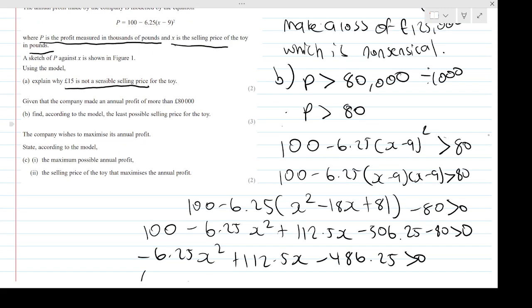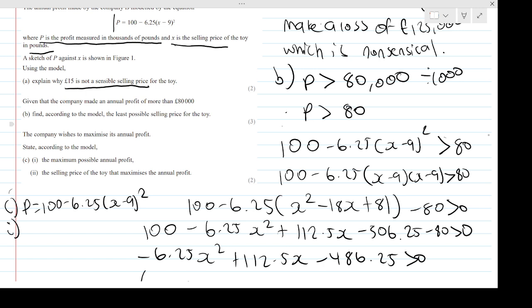Okay. Then it says, the company wishes to maximize its profits. State, according to the model, the maximum possible annual profit and the selling price for the toy. So I'm going to do it here, part C, part I. The maximum possible annual profit and the selling price of the toy that maximizes the profit. Well, again, we're going to look at this equation here. So P is 100 minus 6.25 of x minus 9 squared. Again, you should recognize that's in completed square form.